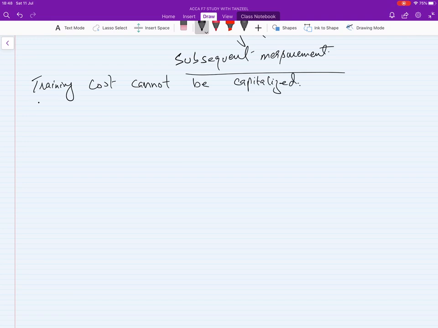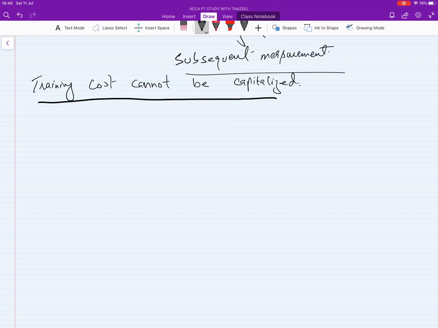First thing, training costs cannot be capitalized. If you have spent a million or 100,000 on training, or on staff training on how to operate the machine, you cannot capitalize this expense. The reason is that you do not have any control over the employees, because they can leave you in any way. They can leave you, they can die, they can leave you the next day.